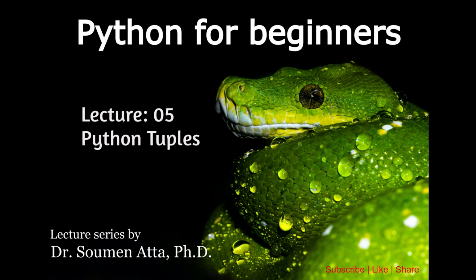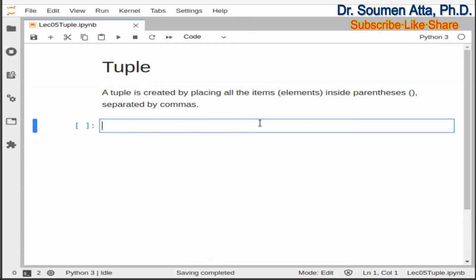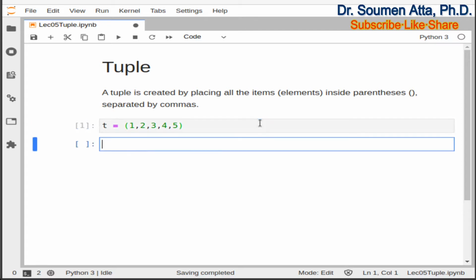Dear students, in this lecture I will discuss tuple in Python. A tuple is created by placing all the items or elements inside parentheses separated by commas. For example, if you want to create a tuple and suppose the variable name is t, then you can create a tuple like this: t equal to (1, 2, 3, 4, 5). So there are 5 elements inside the parentheses and we assigned it to a variable t. So here t is a tuple. This is the way a tuple is created in Python.